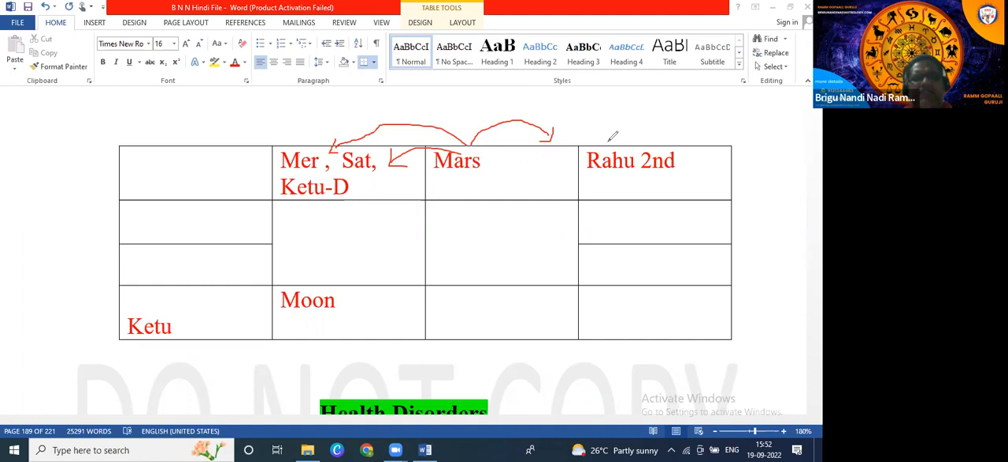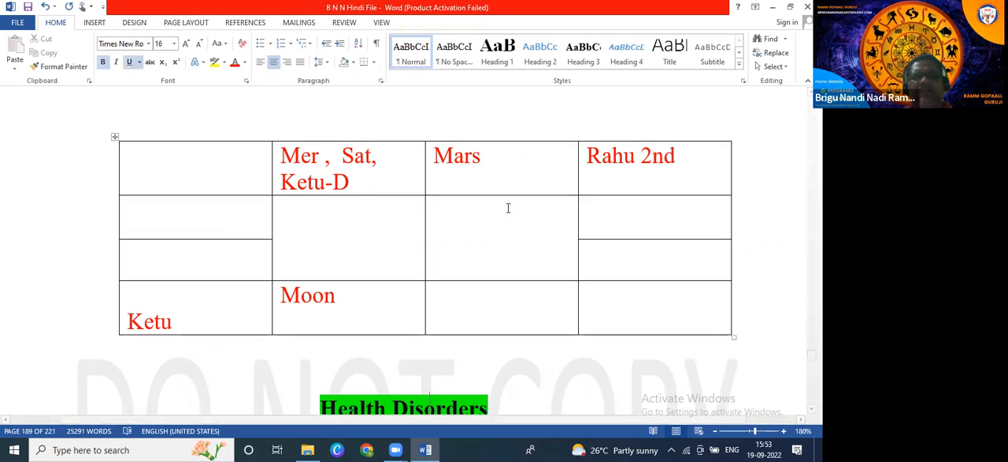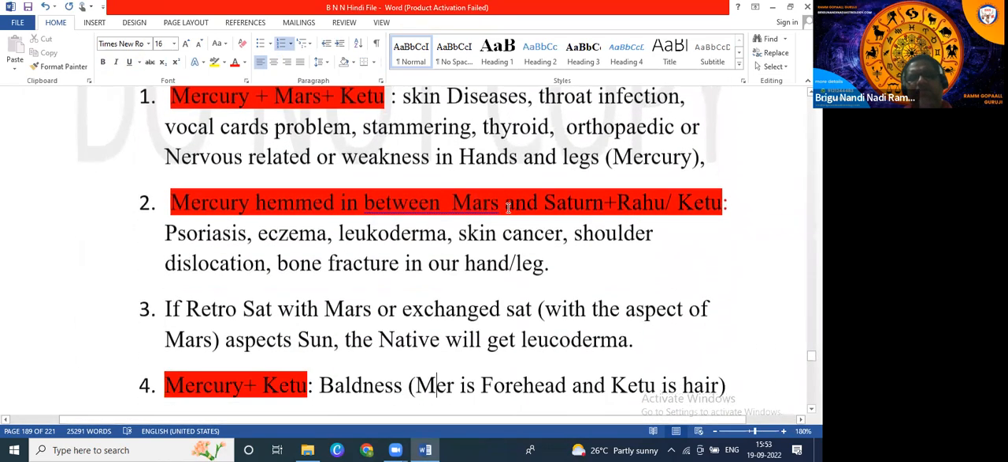So like this, if Mars is hammered in between Rahu and Mercury, Rahu and Saturn, the native will get serious health problems related to Mars. So Mars is here blood, heart, spine. So this dental, and even Mars, if it is connected to Ketu, then it will be piles.